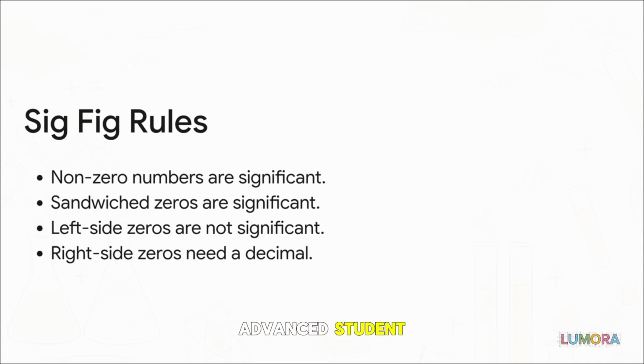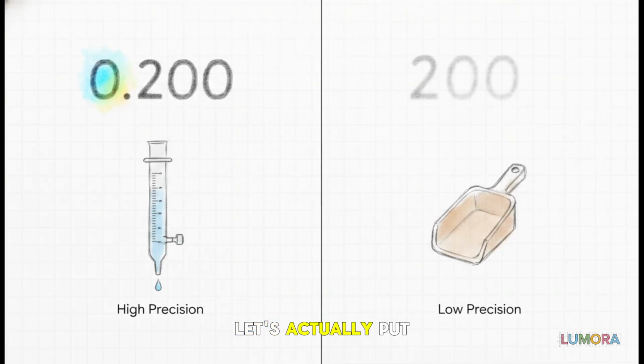Now, as an advanced student, it's absolutely crucial to remember why these rules exist in the first place. They aren't just arbitrary hoops your teacher's making you jump through. These rules exist to ensure we never claim more precision on paper than our physical laboratory instruments actually gave us during the experiment. Let's actually put that last rule into action to see the mathematical reality of your measurements.